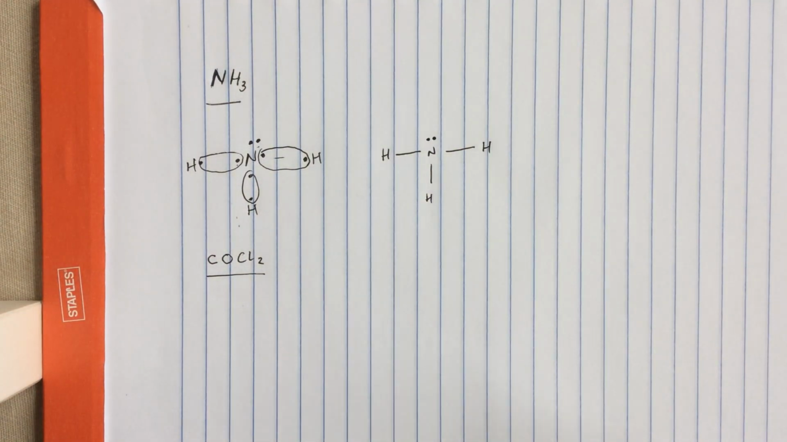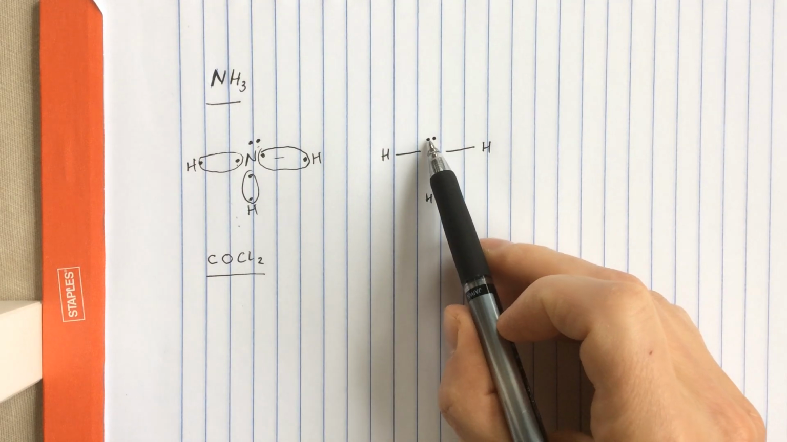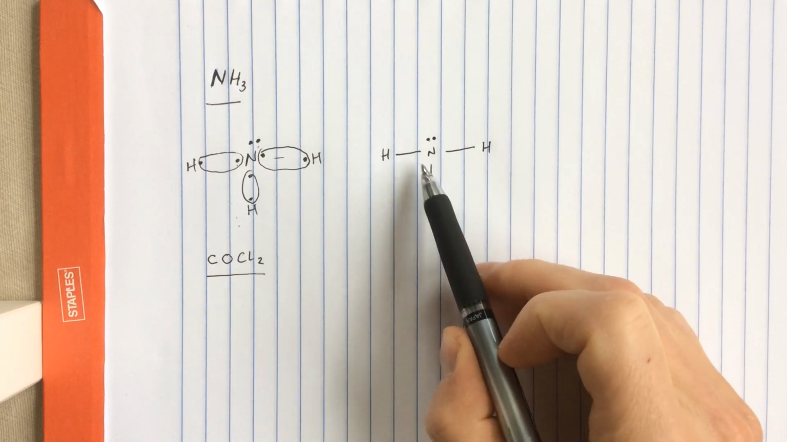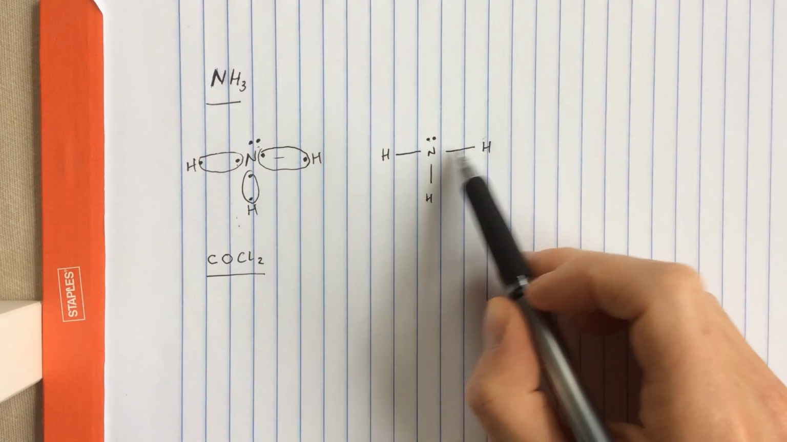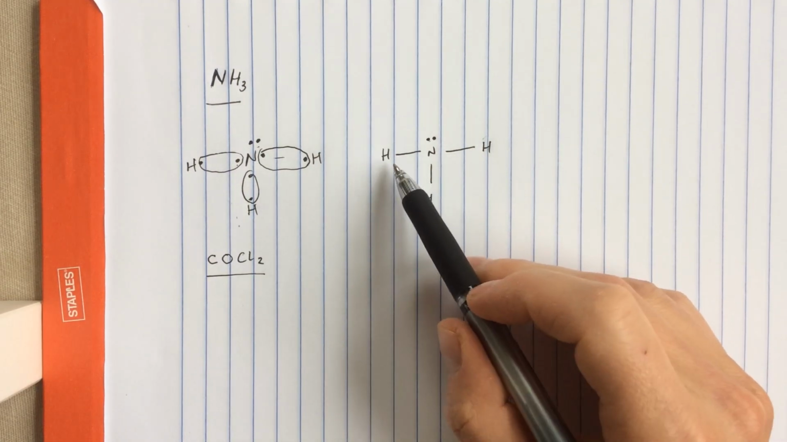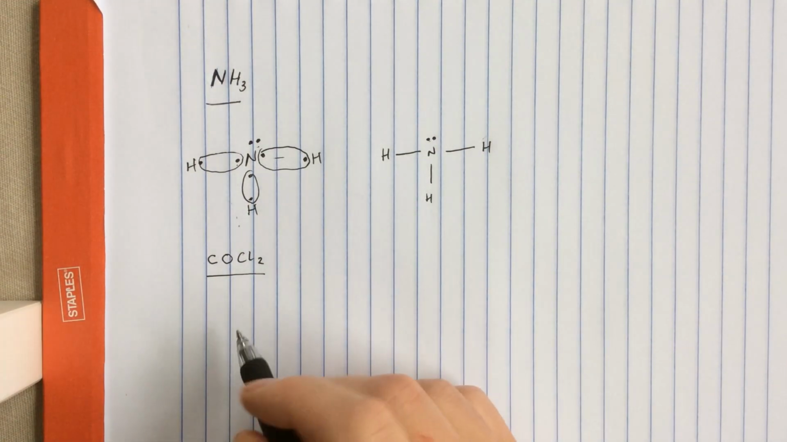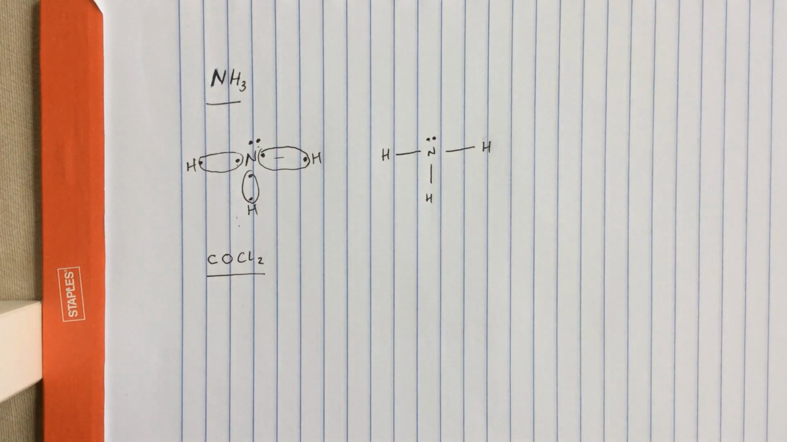And don't forget your 2 electrons, the lone pair. Does nitrogen have its 8? 2, 4, 6, 8. Does hydrogen have its 2 valence electrons? Yes, because that bond is 2. This one has 2, this one has 2, this one has 2. All right, on to the one on the bottom.